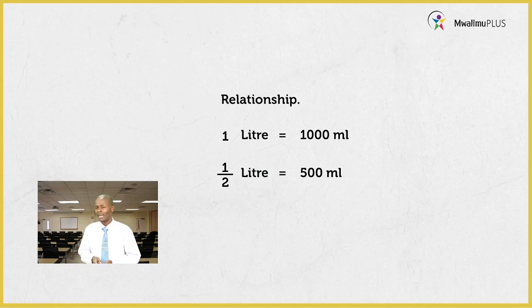Then this is what you are supposed to do. Number 1, you are supposed to find out the relationship that exists between liters and milliliters. Once you find the relationship, then conversion becomes so easy. And remember, 1 liter is equivalent to a whole 1,000 milliliters. So 1 liter equals 1,000 milliliters. Therefore, half of that 1 full liter is simply half of that 1,000, which is 500 ml. So you see, that is the relationship.